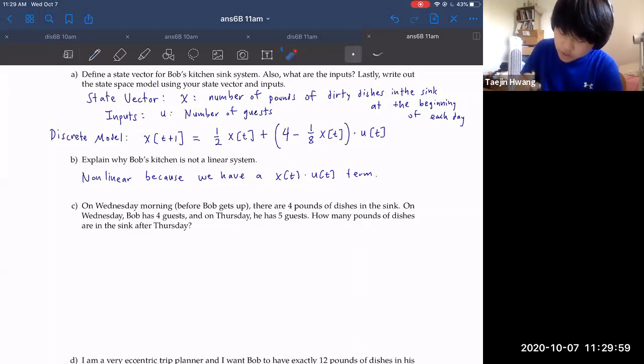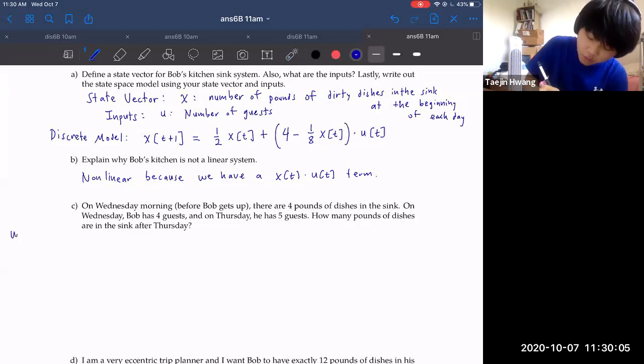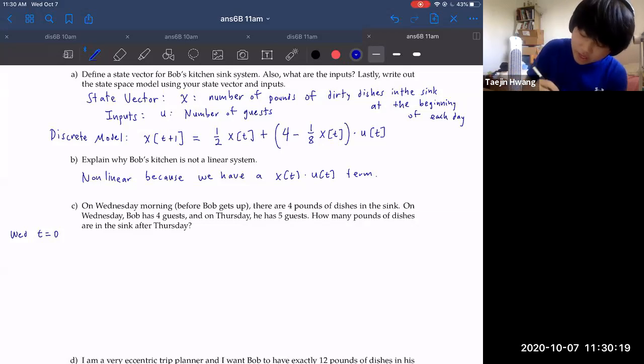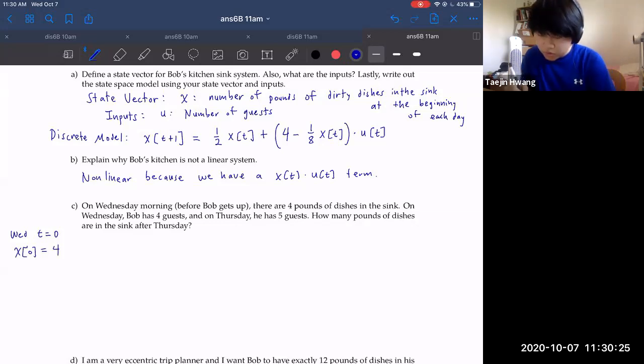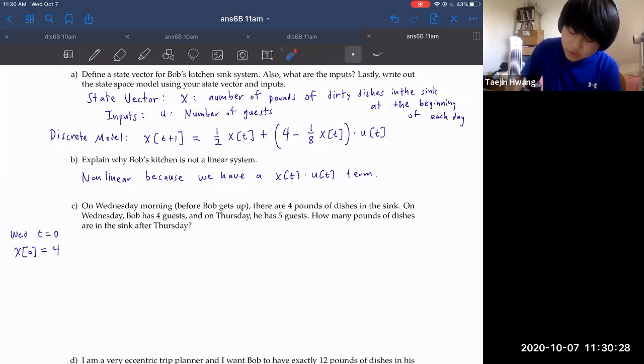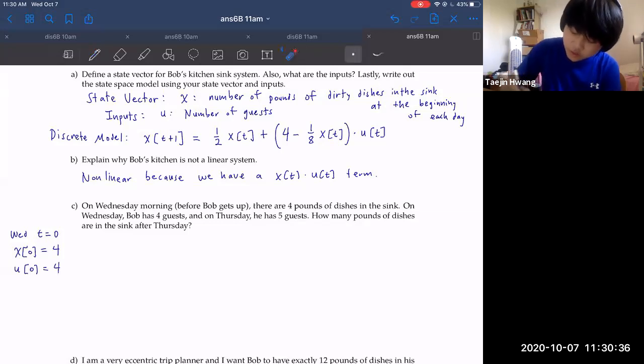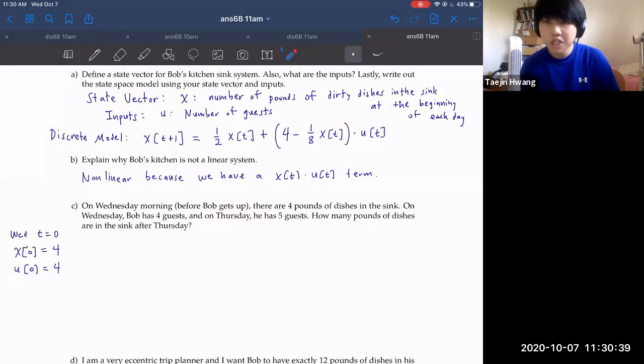So on Wednesday morning, there are 4 pounds of dishes in the sink. So you can kind of think of Wednesday as t equals 0. I like to think of it that way. It could be arbitrary, but just starting at a 0 reference is probably the easiest way to think about this. And because there are 4 pounds of dishes in the sink at the beginning of the day, x of 0 is going to be equal to 4. And then on Wednesday, we're going to have 4 guests. So this tells us that u of 0 is equal to 4. And then Thursday, well, Thursday is the next day, so we can think of that as t equals 1.